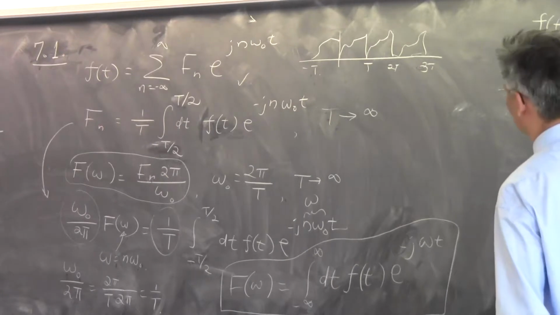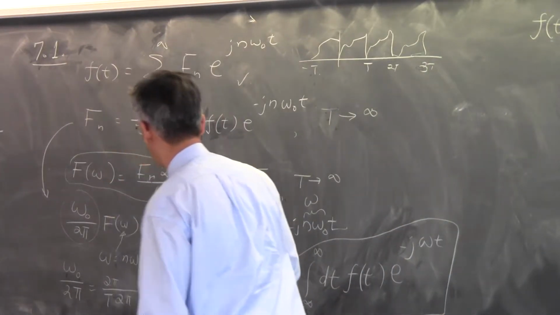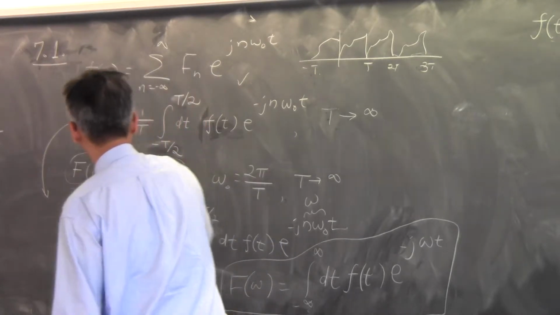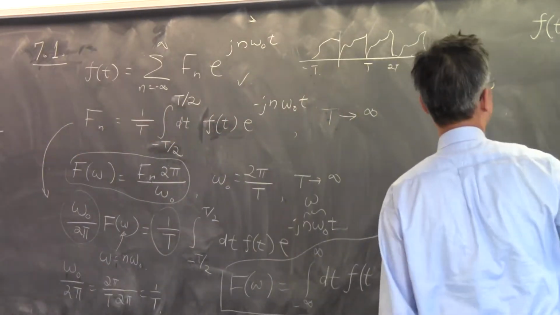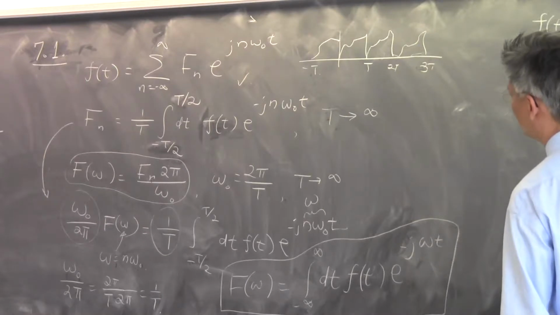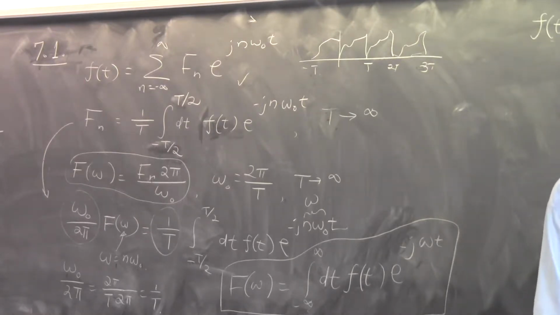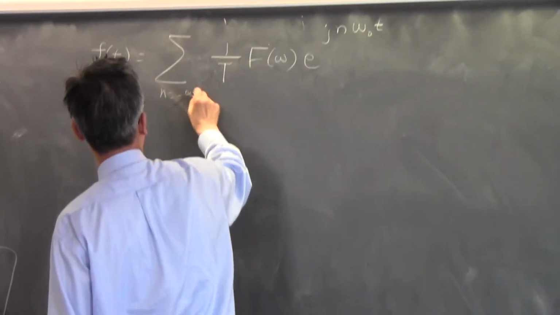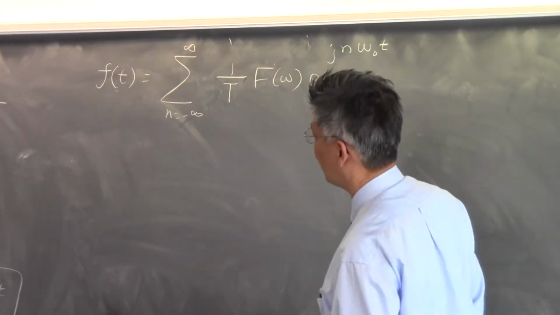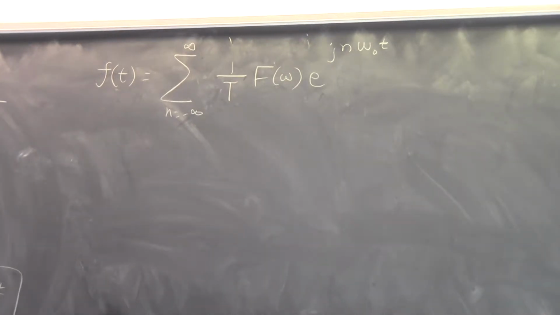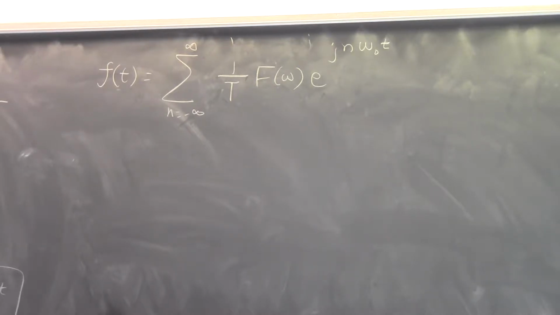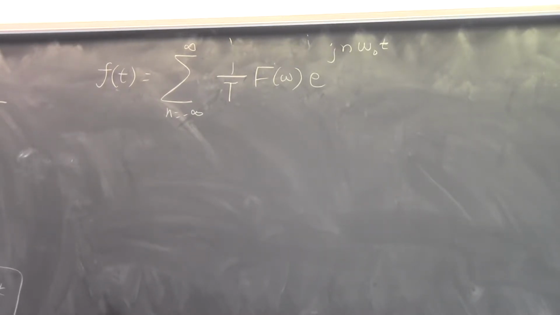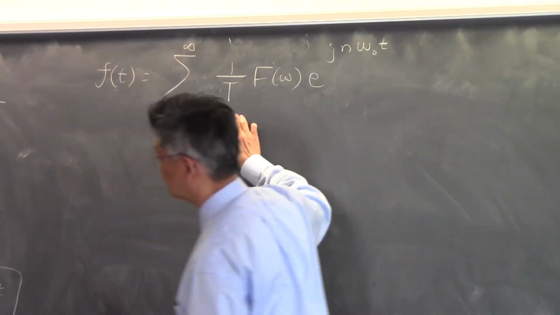If you let f_n be equal to omega naught over 2 pi times this quantity over here, which is 1 over T, f of omega e to the j n omega naught t, n going from minus infinity to infinity. So I just let f_n be equal to this, and noticing that f_n is equal to this is the same as saying that f_n is equal to this, and omega naught over 2 pi is just 1 over T, so that I can get 1 over T here.